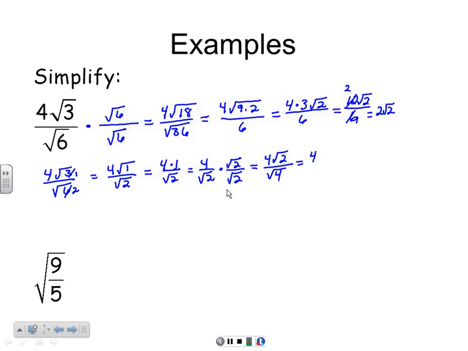Don't reduce here. Don't reduce until you get to the end. Square root of 4 is 2. So this 2, whole number and whole number, will cancel this 4. And so you get 2 square roots of 2. And you can see that you get the same answer either way.